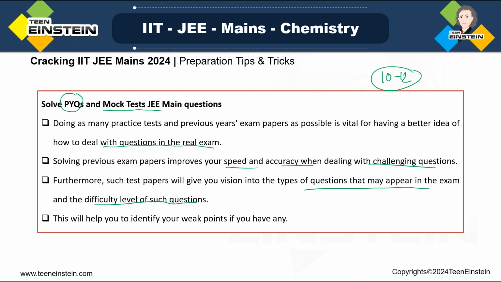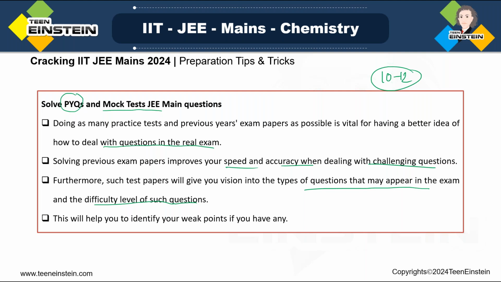So this will help you to identify your weak points, even if you have any. I'm not saying you will have weak points, but even if there are, it is fine. It is normal. And you can identify your weak points only when you are facing those mock tests, only when you are actually solving the PYQs. Otherwise, how will you find in which chapters you are weak?